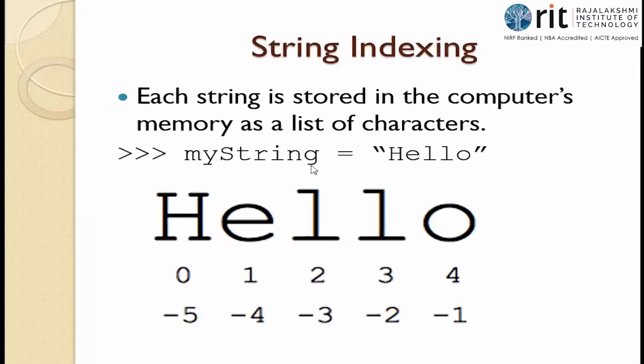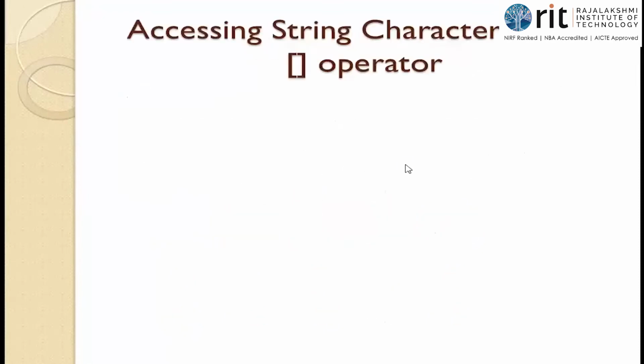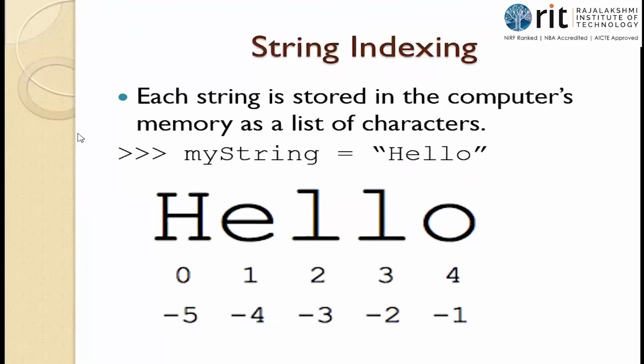Don't look at the name. Don't get carried away with the names. Those are user defined names. I can give whichever name I want. So my string is equal to hello. Hello is given in quotes, so this is of type string.